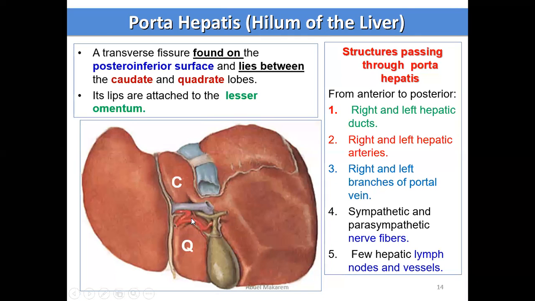Very few hepatic lymph nodes as well as the lymphatic vessels can also be seen, but they are very thin, very difficult to see. But you can appreciate the right and left hepatic ducts. These are the two ducts. Then the right and left hepatic arteries. Then right and left branches of the portal vein. This is the portal vein and the two branches of the portal vein. So all this can be seen in the liver.